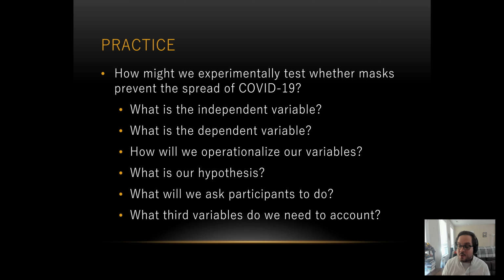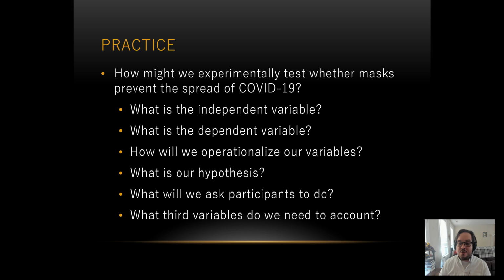Whatever your research question may be, these are the steps that I recommend you go through to identify everything that you need to know to design an experiment well. First, you need to identify that independent variable. What do you think causes change in something else? In this case, it's going to be whether people are wearing masks or not. The thing that you expect is going to affect your outcome, that is the spread of COVID. So your dependent variable is going to be that spread.